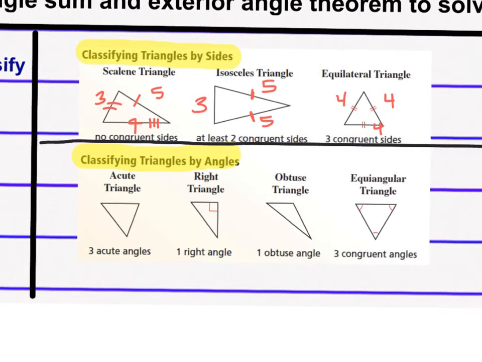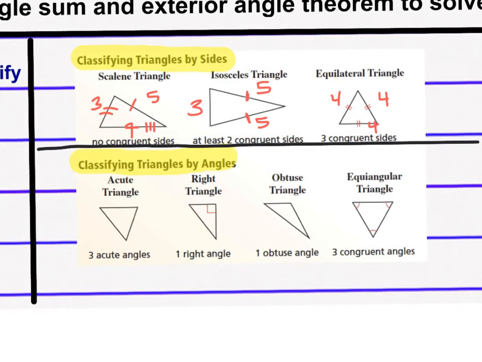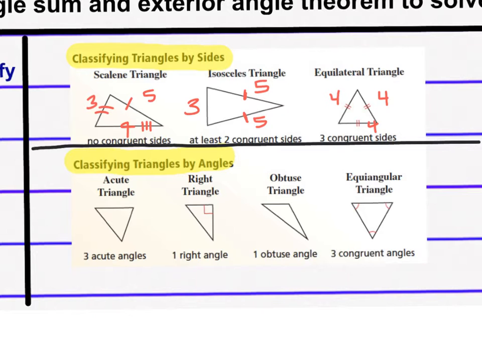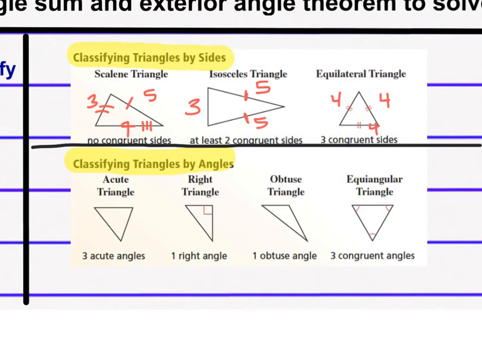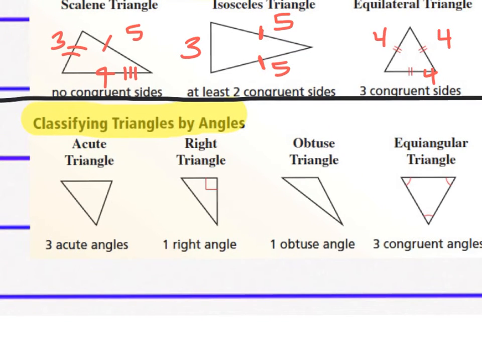You can also classify triangles by angles, so triangles will have two different names. Acute means you have three acute angles, so all three angles are acute. Like I could have 50, 70, and 60.